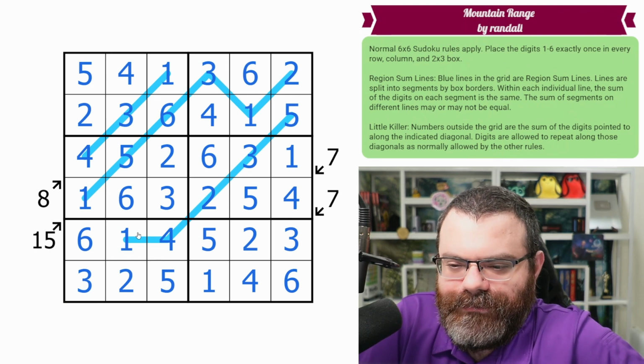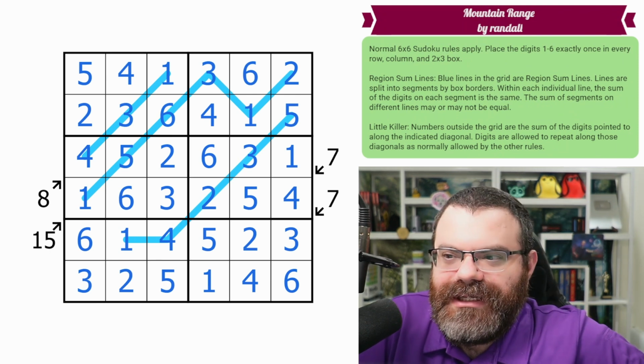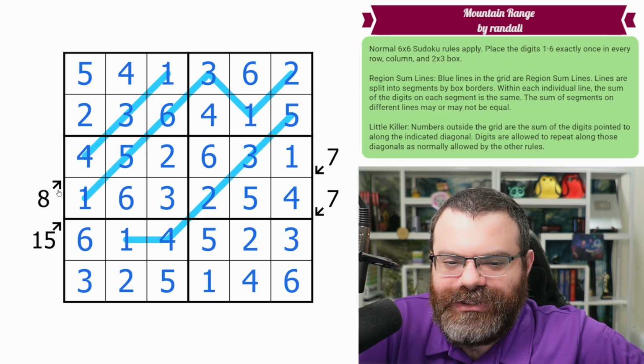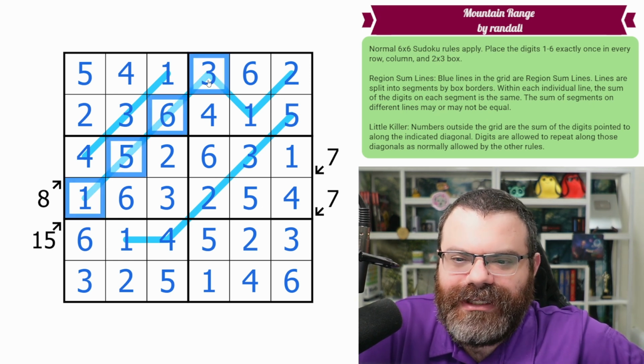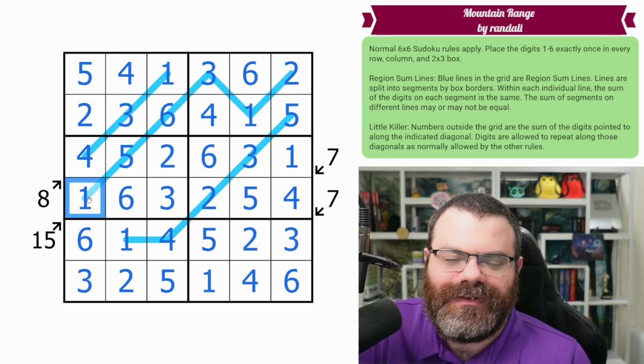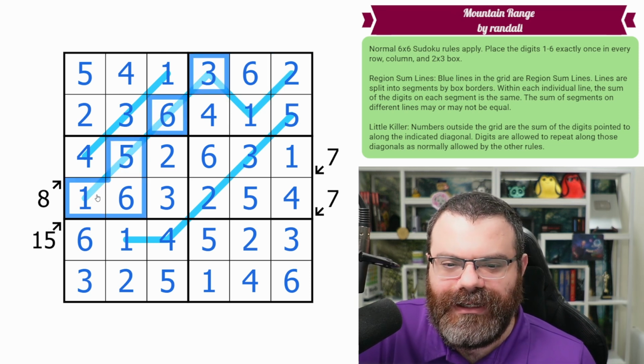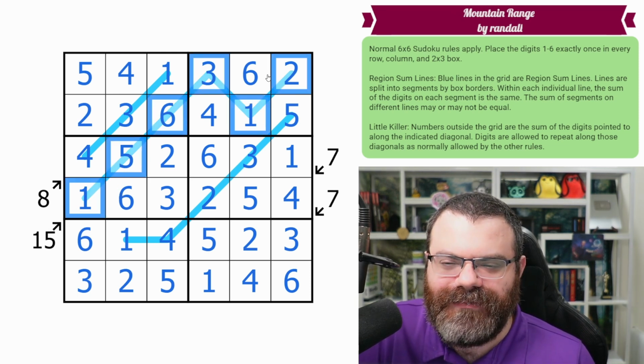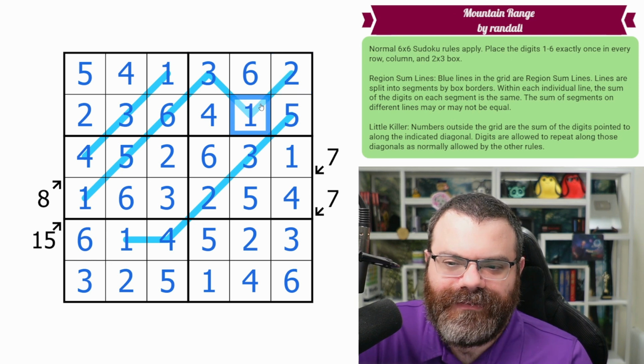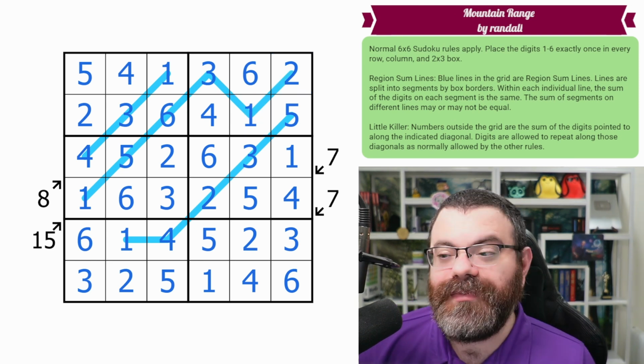Very nice. All right, that was a neat puzzle, Randall. I really liked the combination of the little killers and the region sum lines. I really liked the logic here that we had to minimize this because we knew this added to 15. And then 18 was our maximum that all of this could add to. So this had to be a 1-2 pair. That was really neat. Hope you enjoyed this as well.